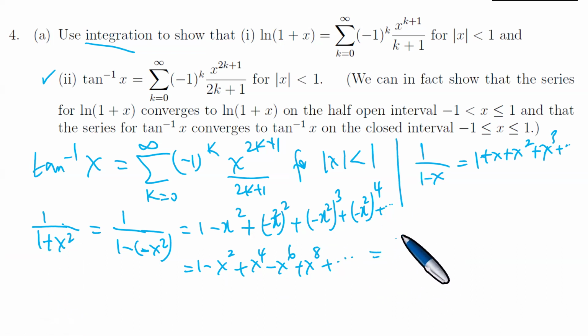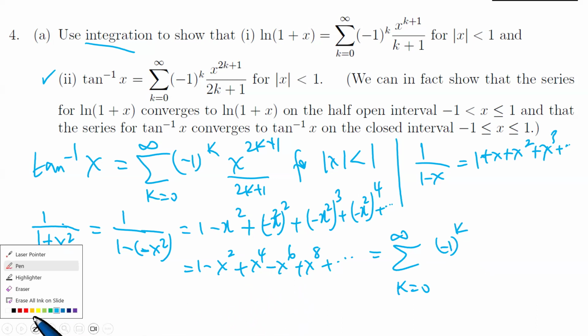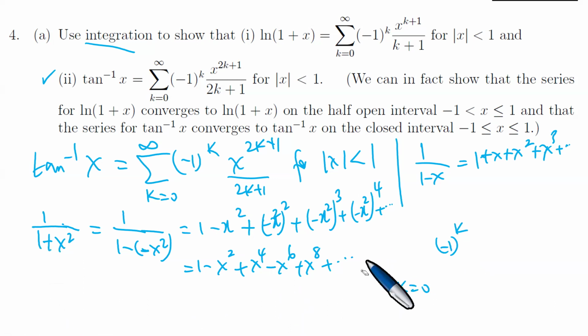This is the infinite series from k equals 0, okay? Obviously, this is going to be exactly minus 1 to the power k. Because it's alternating, you put minus 1 to the k. And then you look at the powers, 2, 4, 6, 8, they're all even, yeah? Okay, that's fine. But we've not integrated yet. We need to just integrate.